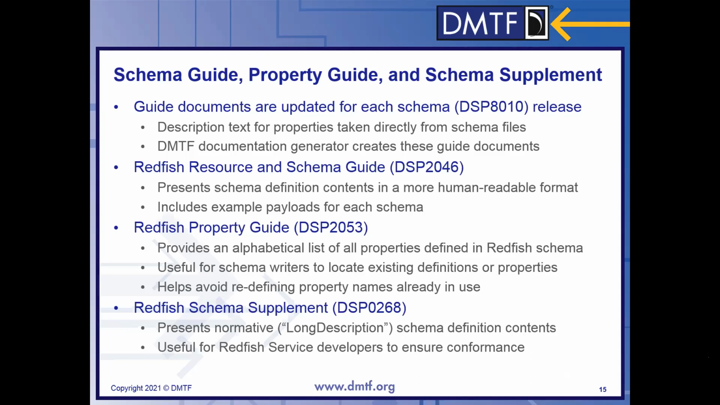So we have an informative document called the Redfish Resource and Schema Guide. This presents all the descriptions of all the resources. It has example payloads in them for what each resource looks like, lists out all the different properties you can find in those resources, and describes them all. So it tries to tabulate it so it's easier for a human to read. Likewise, there's a similar informative document called the Redfish Property Guide.